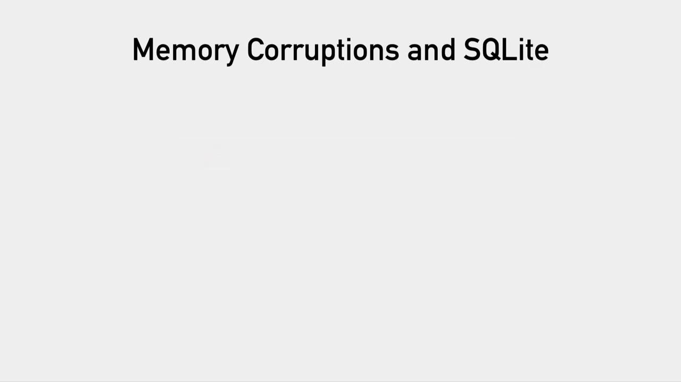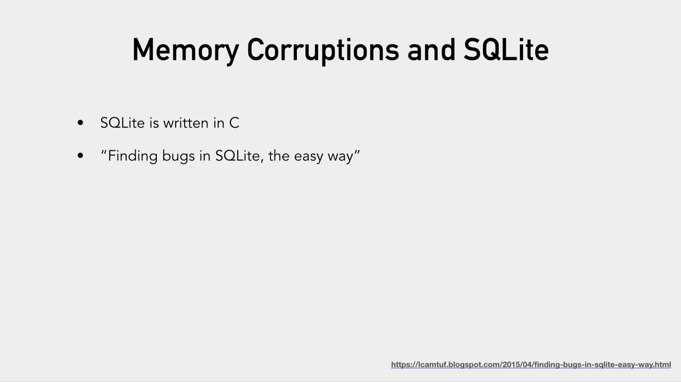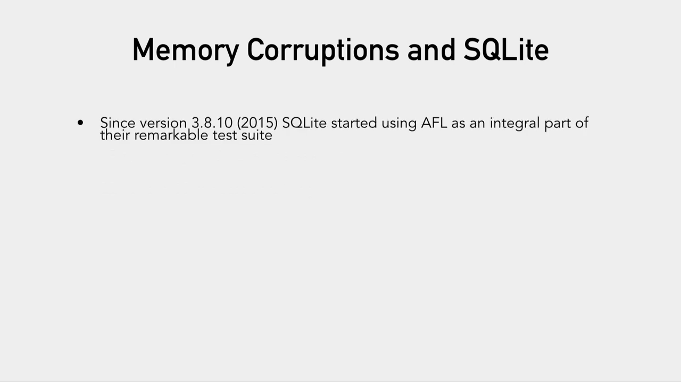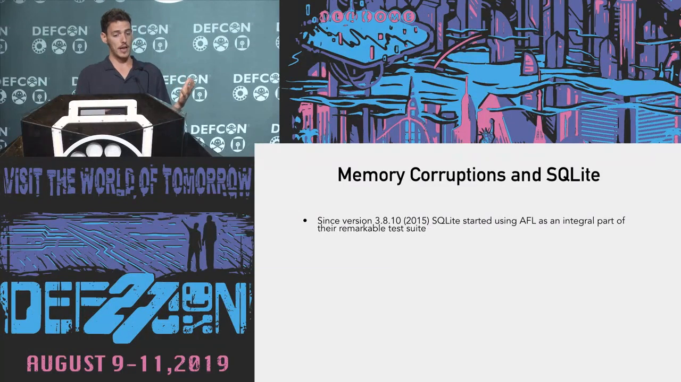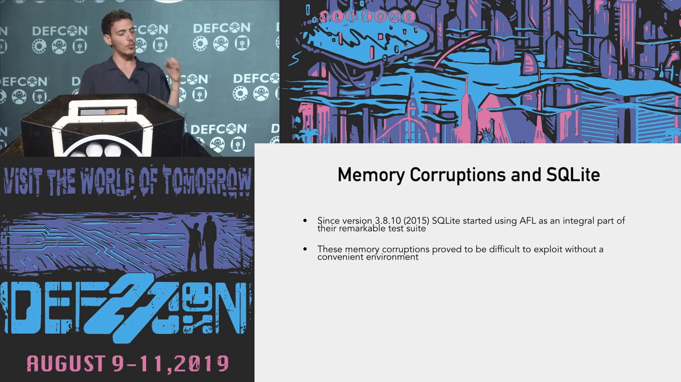Let's talk about memory corruptions for a second, because SQLite is such a complex piece of software, and everything is written in C. So in his amazing blog post, Finding Bugs in SQLite the Easy Way, Michael Zalewski, the author of AFL, described how he found 22 bugs in just under 30 minutes of fuzzing. And this is pretty amazing. And interestingly, since then, that was version 3.8.10, that was 2015, SQLite actually started using AFL as part of their remarkable test suite. Yet these memory corruptions all proved to be really difficult to exploit without a convenient environment, right?